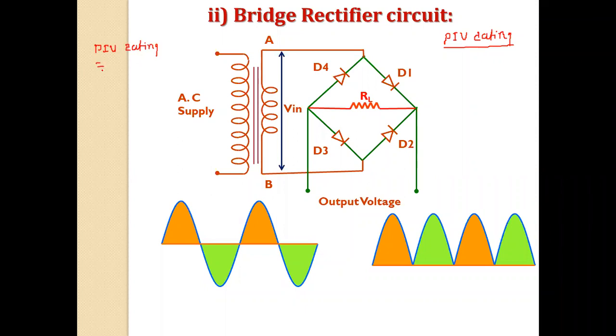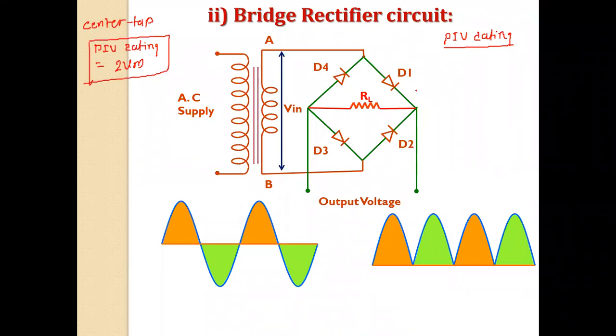Can anyone remember what is the PIV rating of center tap? Give me a response. 2 VM. It's 2 VM. Actually, this is the drawback of center tap, because the PIV rating is double.